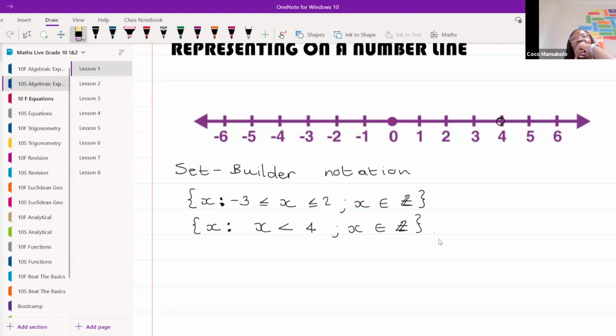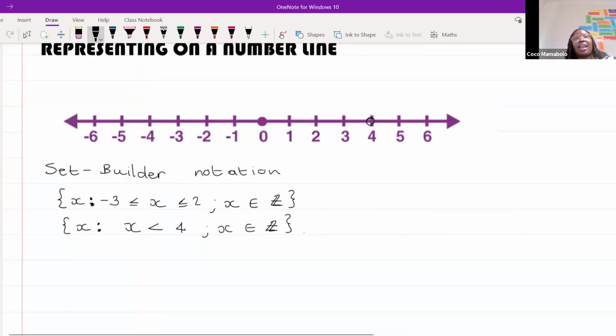All right. So what this tells me is that every number needs to be included except 4. 4 is not included. Every number after 4 is included. So I want us to note what these signs actually look like. I want us to make this explicitly clear.